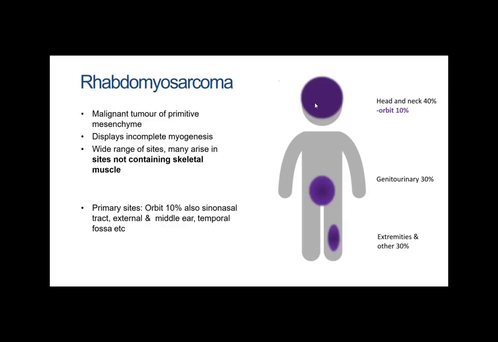Most rhabdos arise in the head and neck. Think about it. In the sinonasal tract, middle ear and genitourinary tract, these areas don't contain skeletal muscle, and although the orbit contains extraocular skeletal muscles, rhabdomyosarcomas do not arise from these muscles.